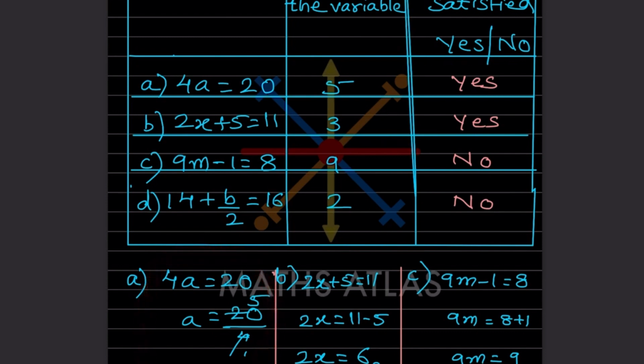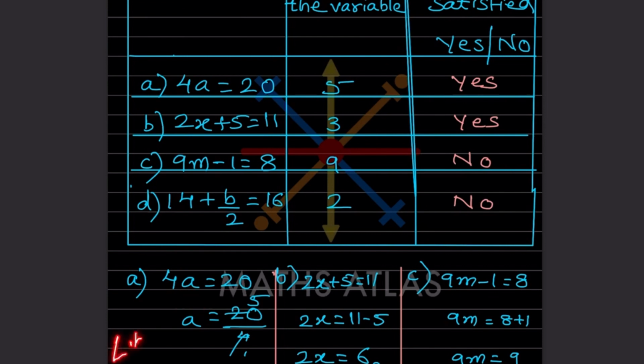Now see here 4a is 20. I wrote it as it is. Okay, now I'm going to solve it. So you write here 4a, that means 4 multiplied by a. Now you want the value of this variable, right? So this is a variable. So a equals this 20, and you know there is a rule.